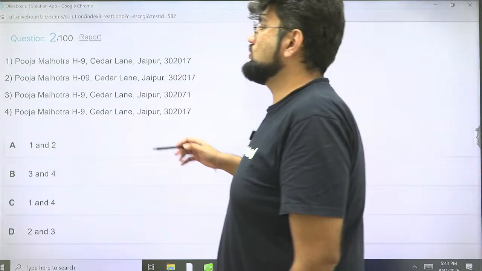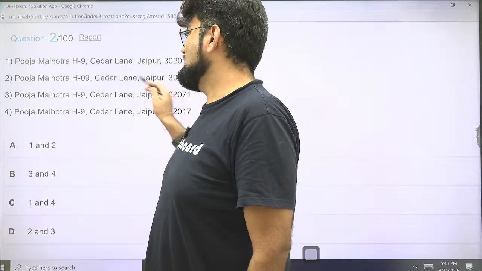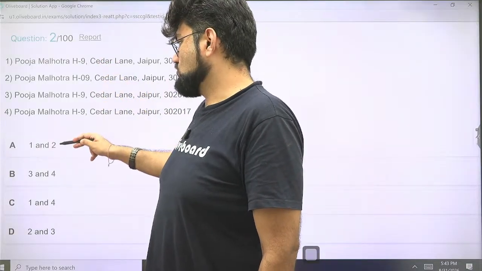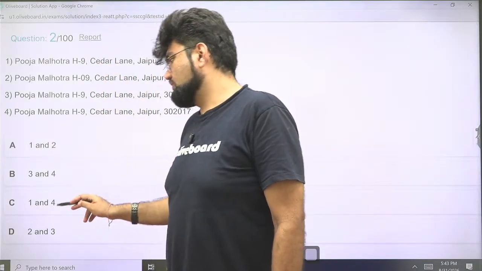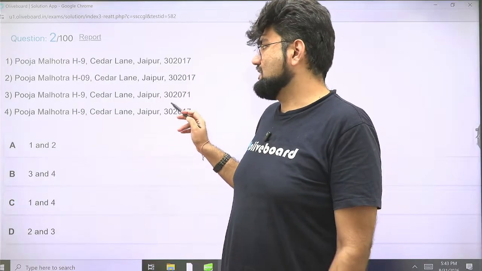Okay, next. Which of the following addresses are identical to each other? So Pooja Malhotra, we'll check like this vertically. H09, so this is gone. H9, H9, H9. So 2 is gone. So option A and option D are gone. We are left with B and C. B and C have 4 in common. That means we are looking for an address which is exactly same as 4.